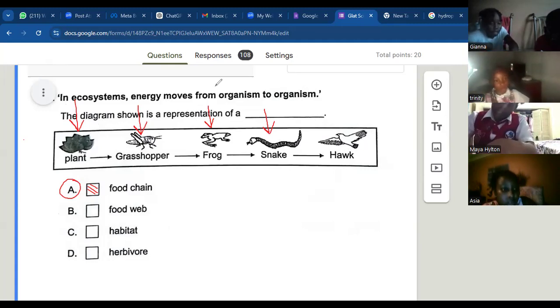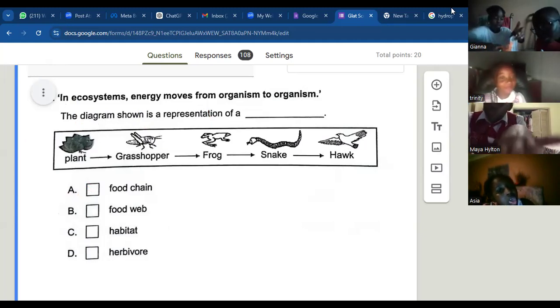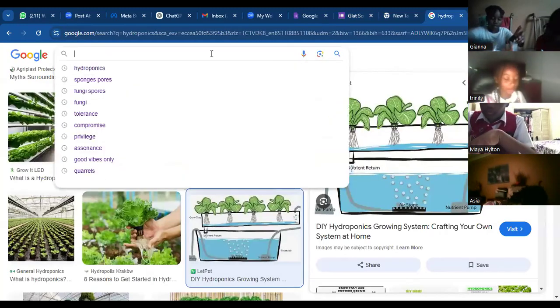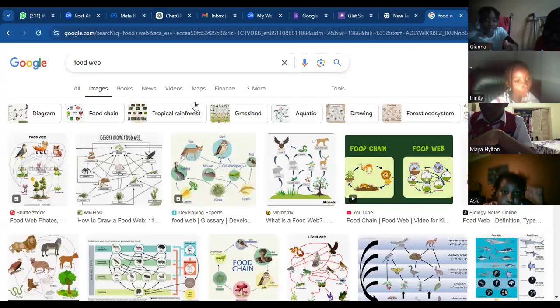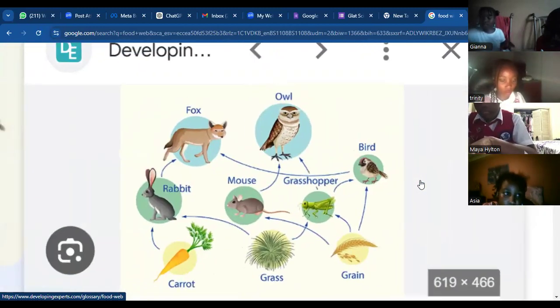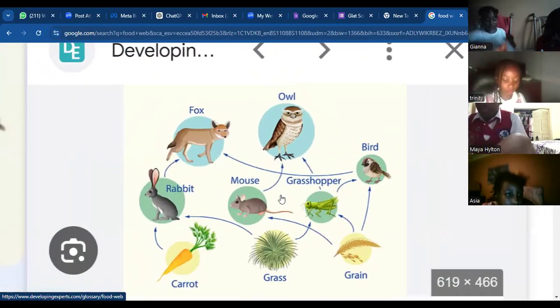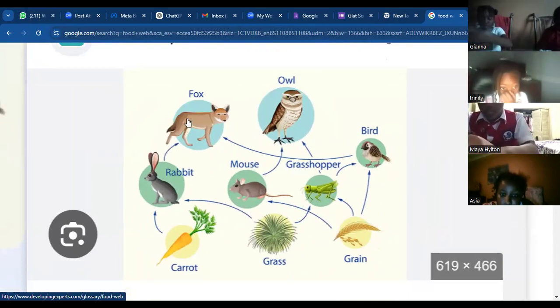Go ahead, Trinity. When I get a food chain, is this a bunch of animals? Yeah, they call it a food chain. Now let me show you all a food web. A food web is just a bunch of food chains put together. So let's look at this one. The rabbit eats the grass, right? And then the fox eats the rabbit.